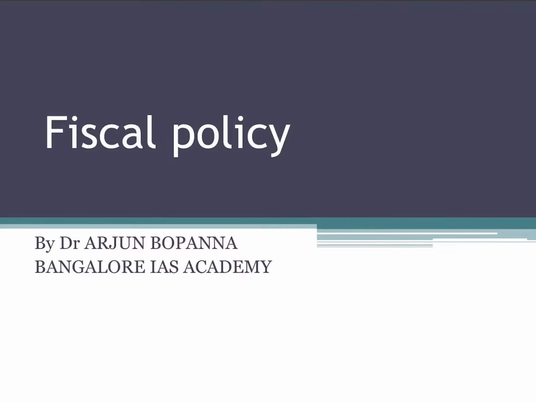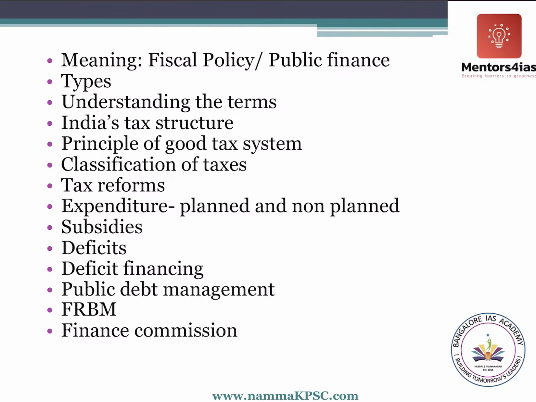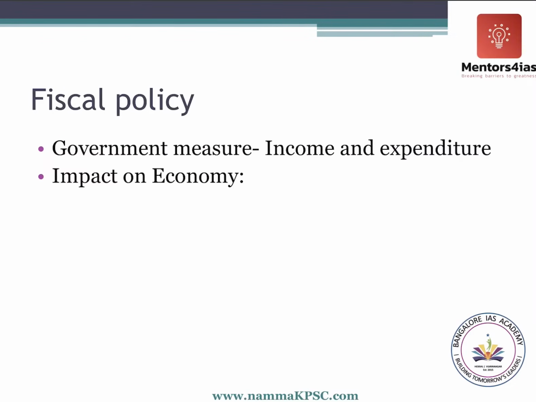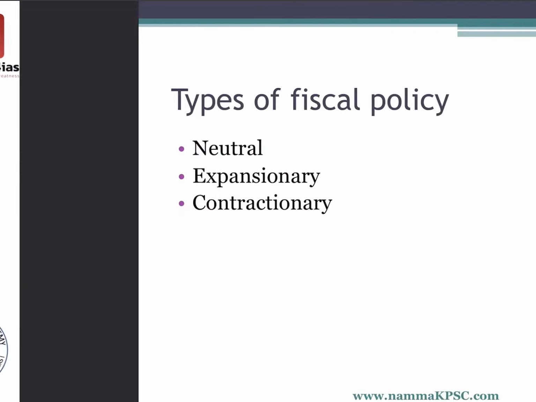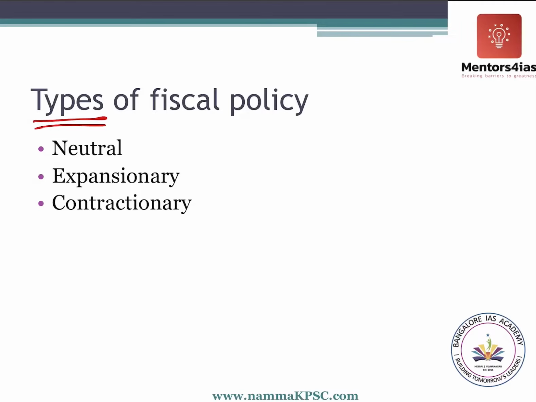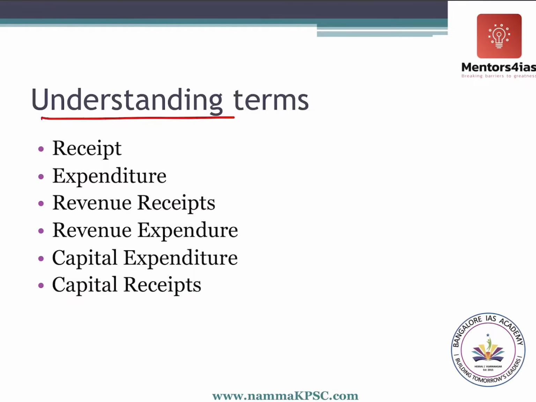So in the previous video, we started with fiscal policy, the chapter on fiscal policy. I discussed what all topics we'll be covering in this chapter. We defined what is fiscal policy, what is its impact. Then we discussed the objective of fiscal policy. Then we discussed the types of fiscal policy, that is neutral, expansionary and contractionary fiscal policy. Then we started to understand the terms that will be discussed in the chapter, that is receipts, expenditure, what is revenue receipt, what is revenue expenditure, capital receipts.